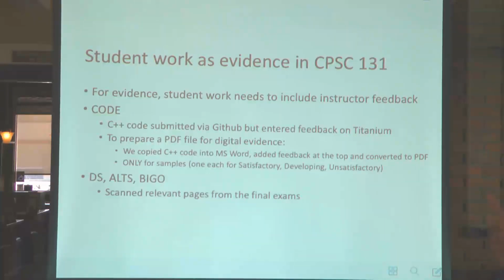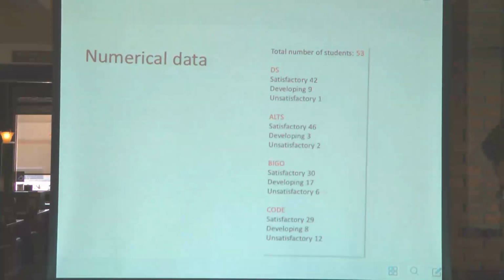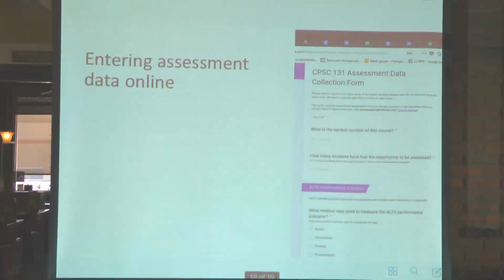So finally, we get overall numerical data for each section. They are combined, or you can collect data individually. So this is what the final data looks like for all the 4 performance indicators, 3 categories each. And then finally we upload that into the Google form that the assessment committee shares towards the end of the semester. So I think that's pretty much it for 131.